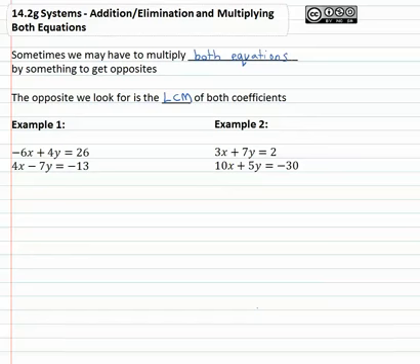So for example, if I look at example 1, negative 6x plus 4y equals 26, and 4x minus 7y equals negative 13. If I look at the x's, we can't multiply 4 by something to get 6. Looking at the y's, we can't multiply the 4 by something to get 7, at least not easily. So basically, we can just pick one of the variables, and we're going to force ourselves to get opposites. So let's look at the x's.